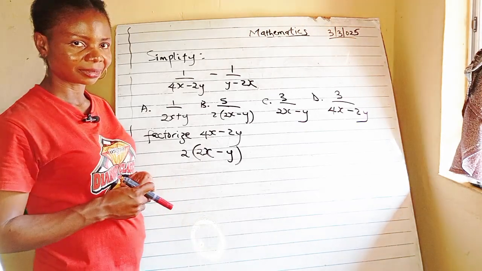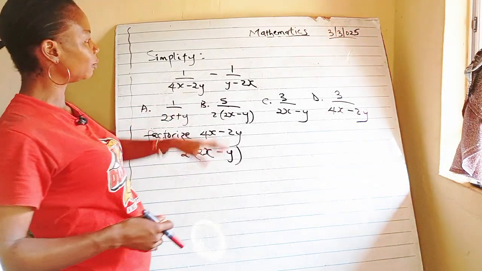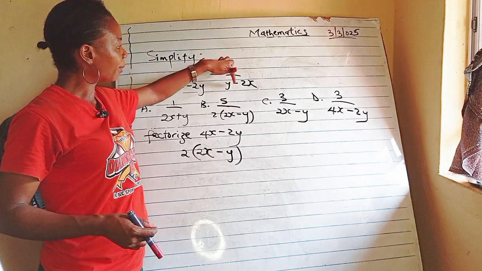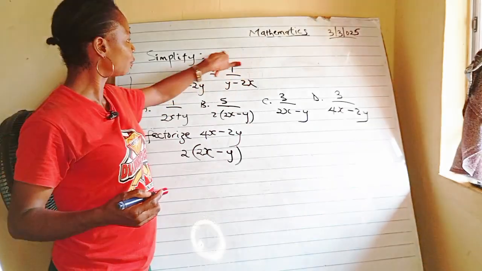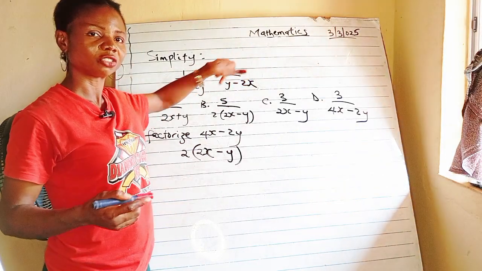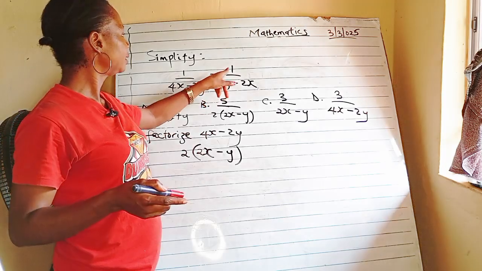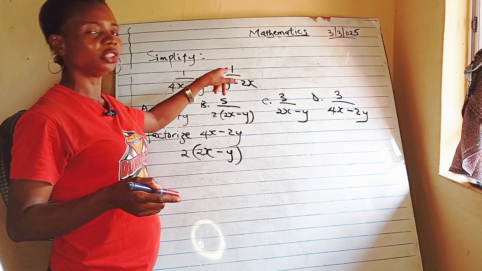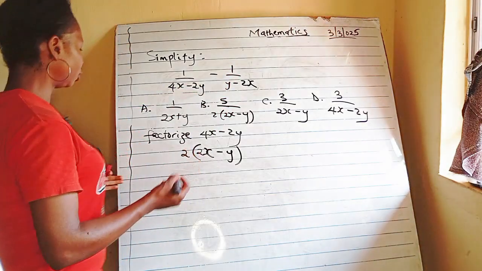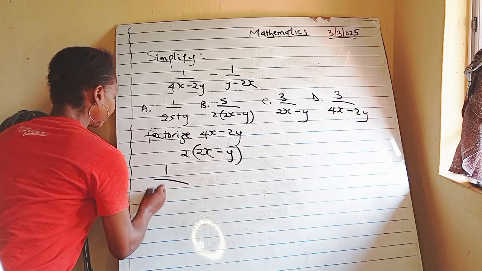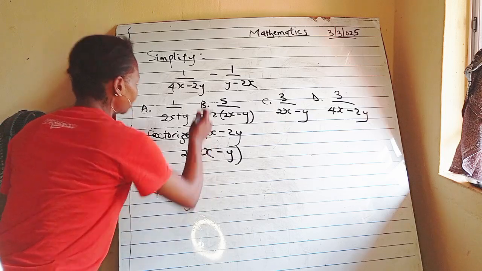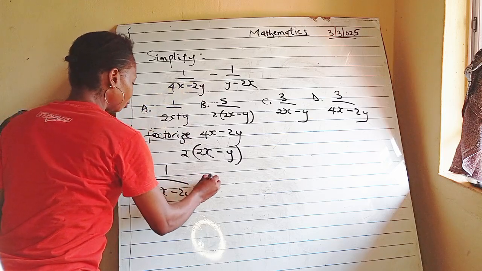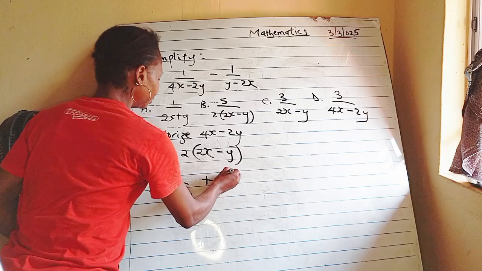They have different signs. So for us to make them similar, we have to affect the sign of this, which is minus 1 over y minus 2x, by multiplying this algebraic fraction by a negative sign. If we multiply minus 1 over y minus 2x, the minus 1 will change to plus 1, because minus times minus is plus. So we're going to have 1.